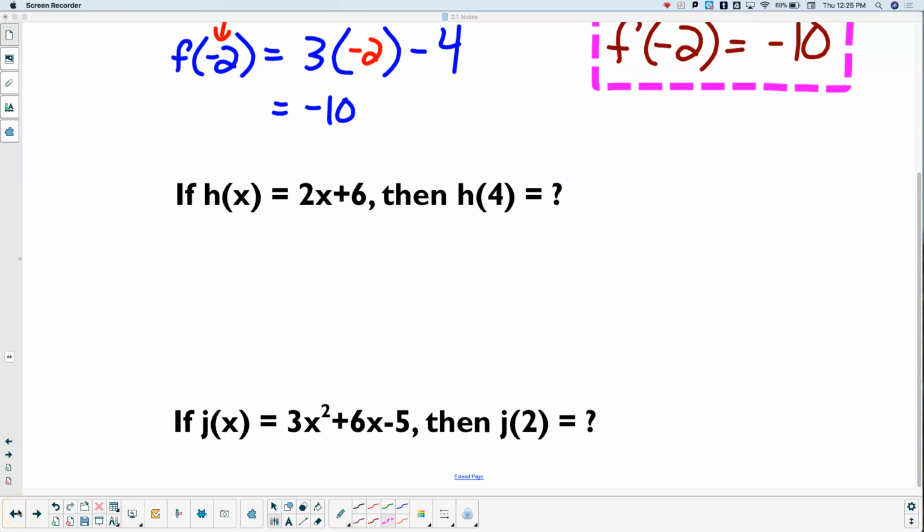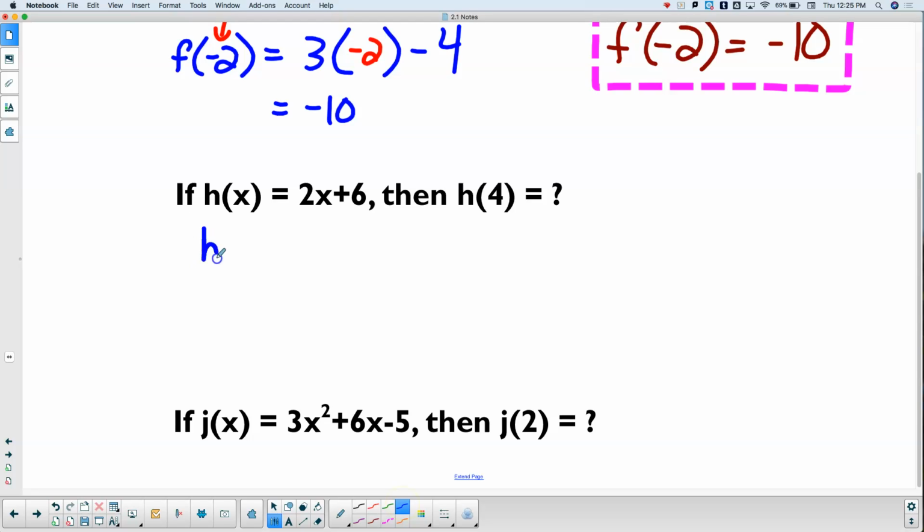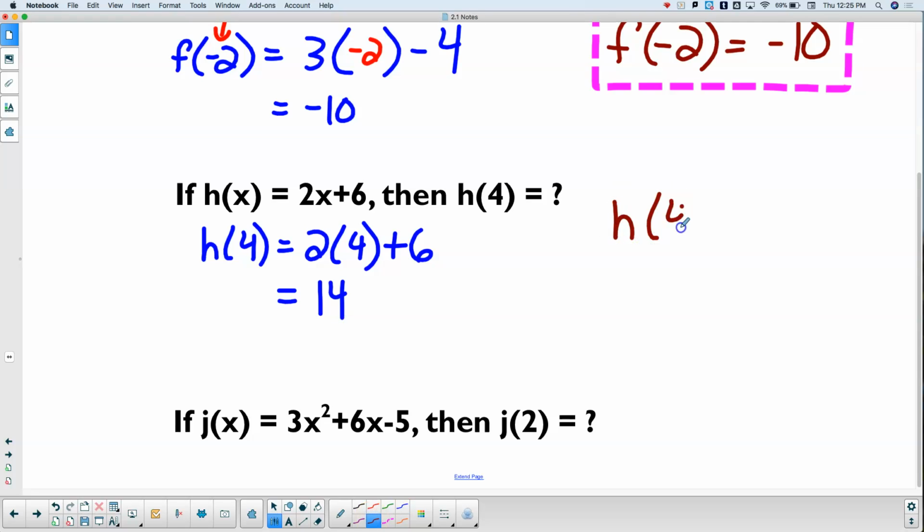h of 4, so I'm going to plug in 4 for x. 2 times 4 is 8, plus 6 is 14. So h of 4 is 14.